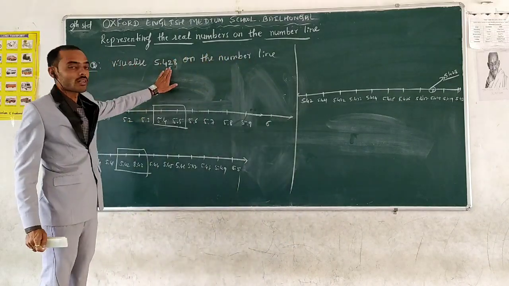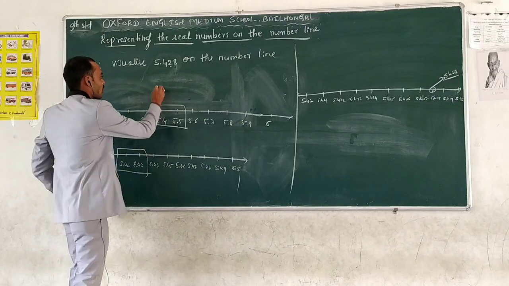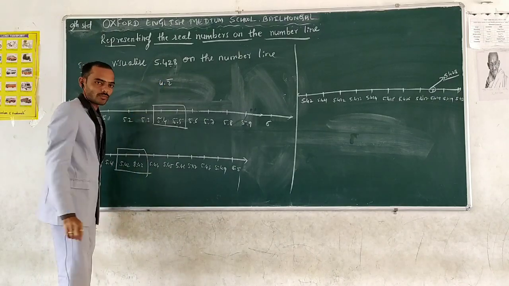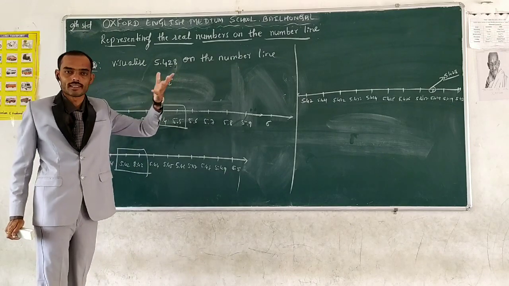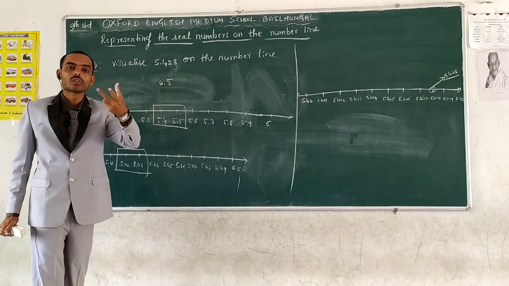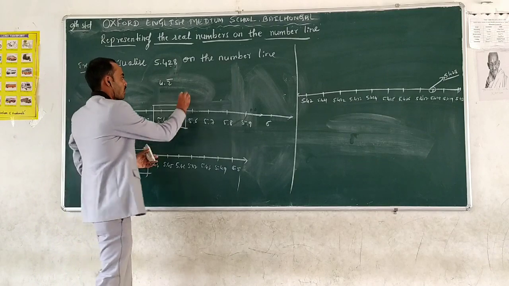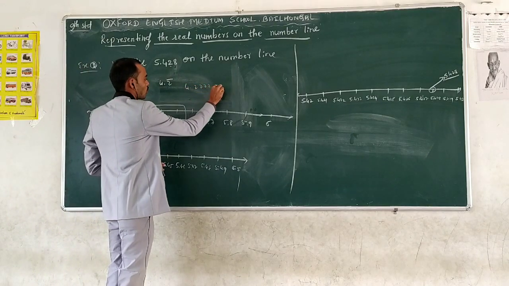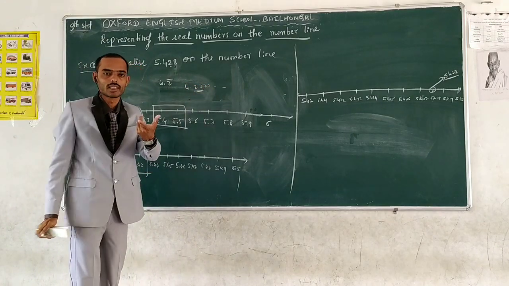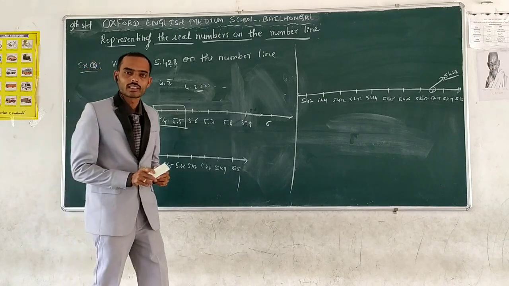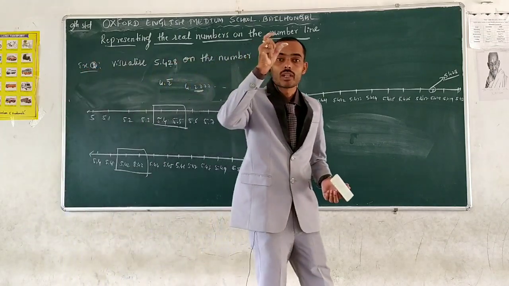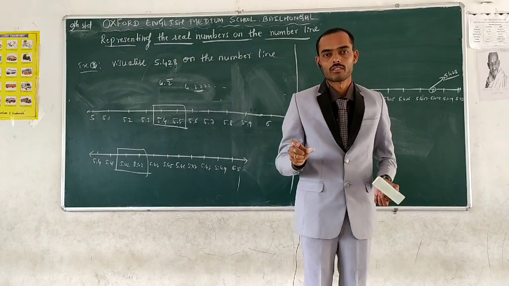So, this is how we represent the real numbers on the number line. If they have given 4.2 bar, you have to consider 2 repeating, which can be written as 4.2222 and so on. You have to consider only up to 2 or 3 digits. In the next class, you will learn operations on the real numbers. Okay. Thank you.